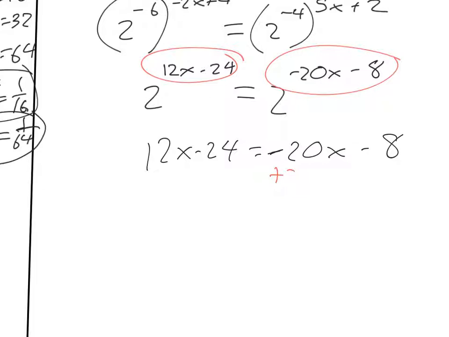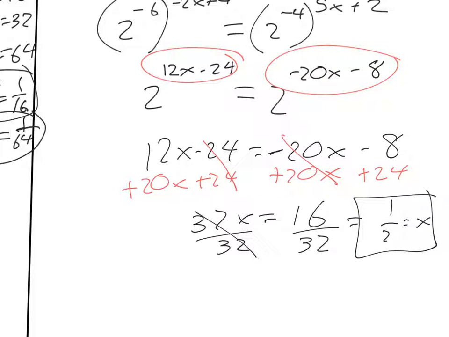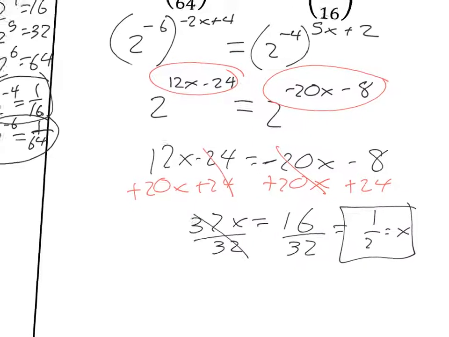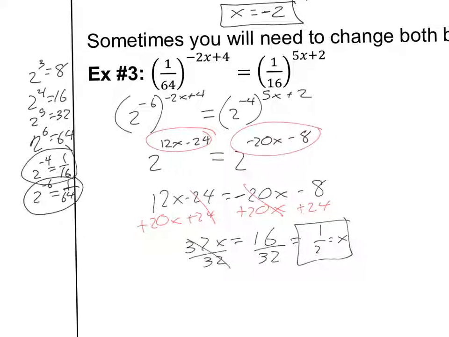I would start off by adding 20x, and I'm going to add 24. That cancels, so 12 plus 20, that makes 32x. 24 minus 8, that is 16, divide both sides by 32. 16 divided by 32 is 1/2, so we get that x equals 1/2. All right, pretty easy just doing some basic algebra once I get the exponents equal to each other.